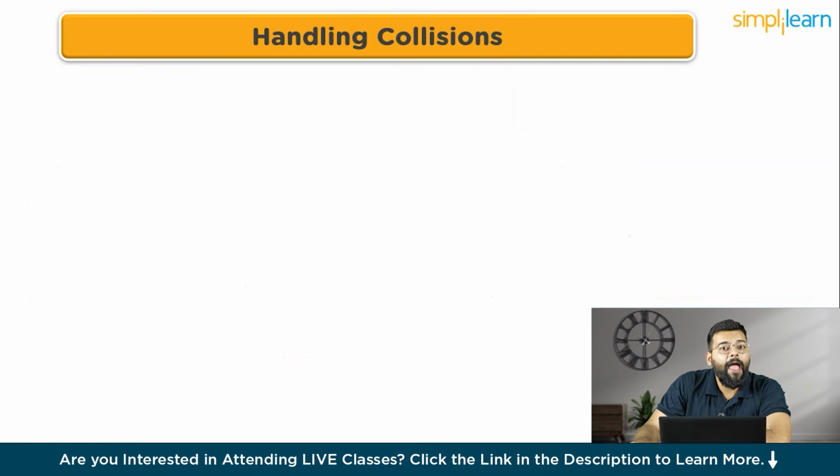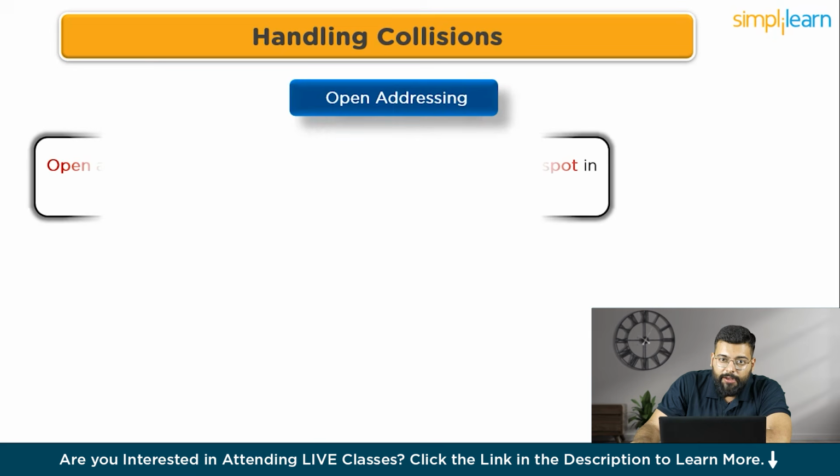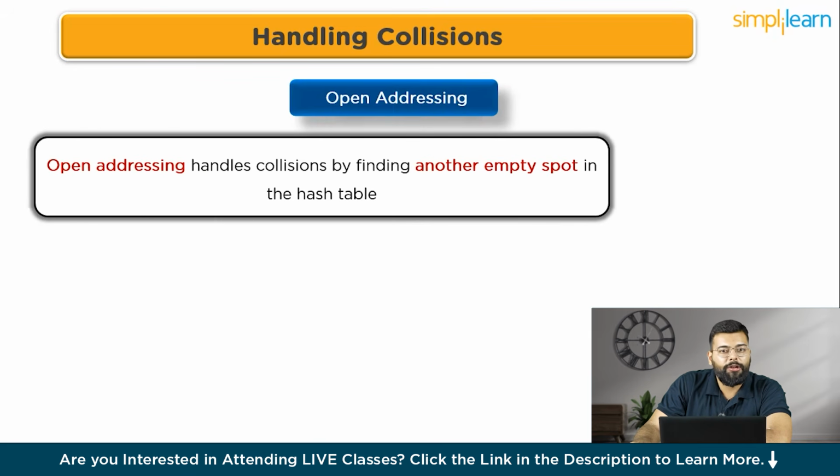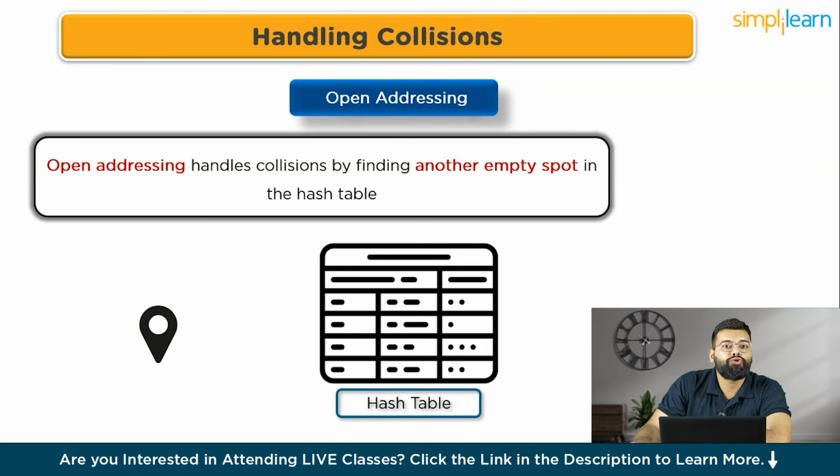Now coming to the second method, that is open addressing. Open addressing handles collisions by finding another empty spot in the hash table. Let's see how it works. When a spot is already taken, the hash function looks for the next available spot to store the data. Example, imagine a parking lot where each car is assigned a spot. If a spot is already taken, you find the next free spot and park there. If spot 5 is taken, you try to take spot 6 and so on until you find an empty one. So these were the methods with which you can handle collisions.